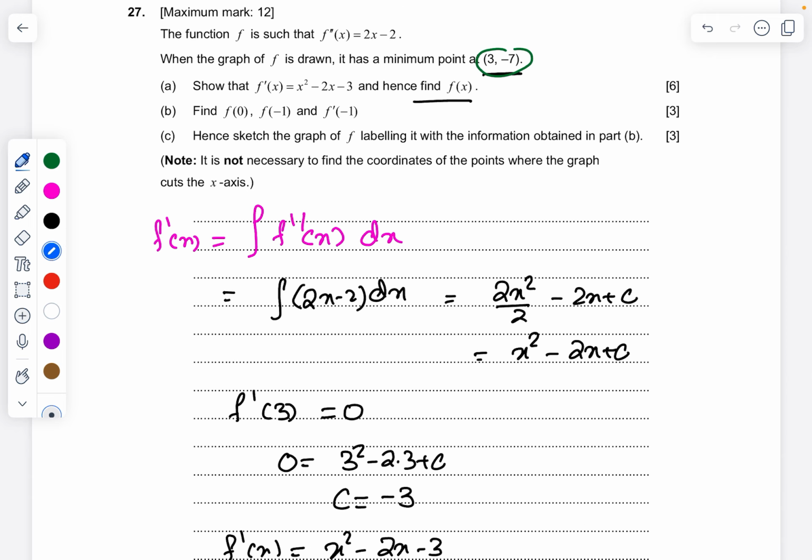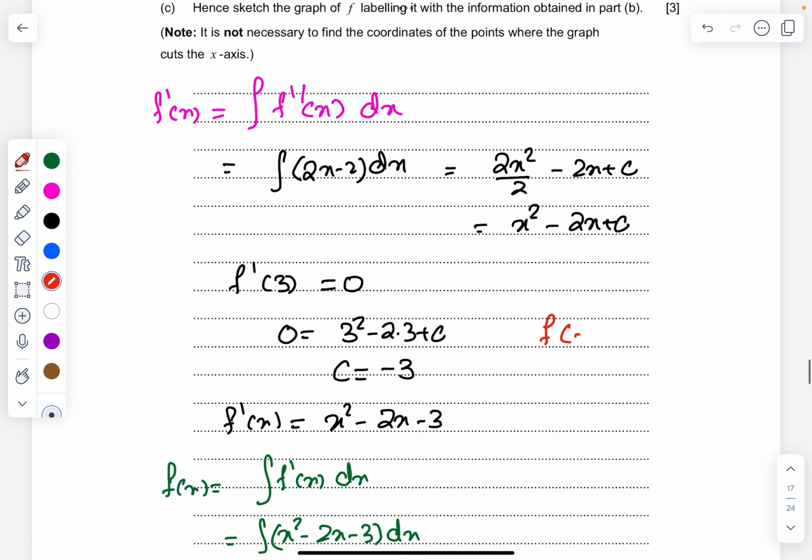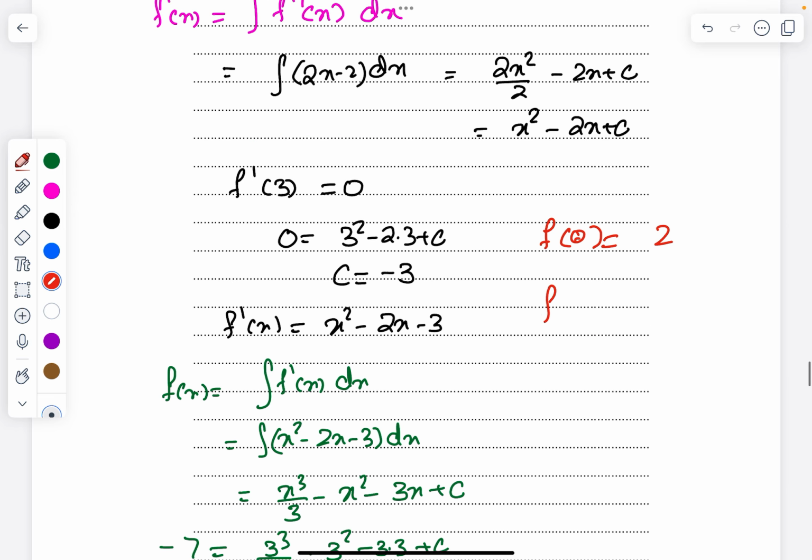Then find f of 0, f of minus 1 and f prime of minus 1. So first of all, f of 0, I plug in, I get 2. F of minus 1, I plug in the values, I get 11 by 3. F prime of minus 1, I plug in this one, so I will get the answer as 0.